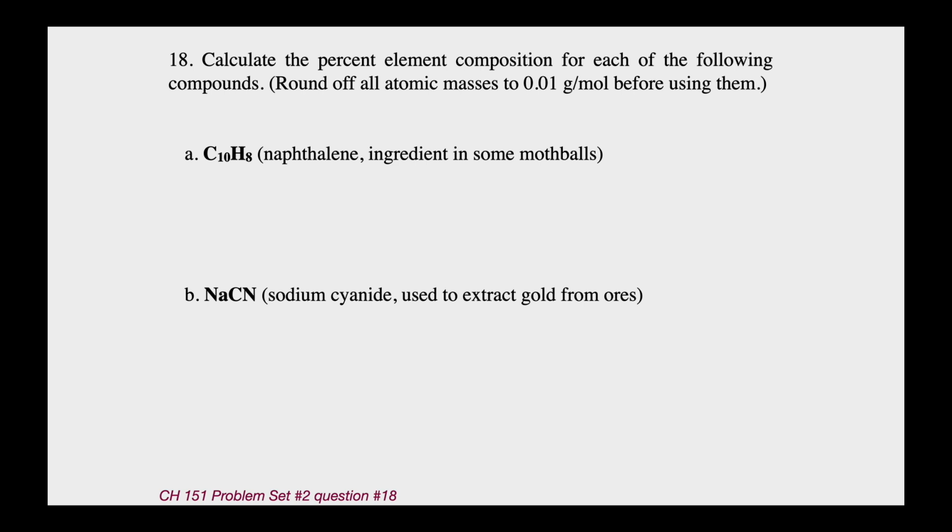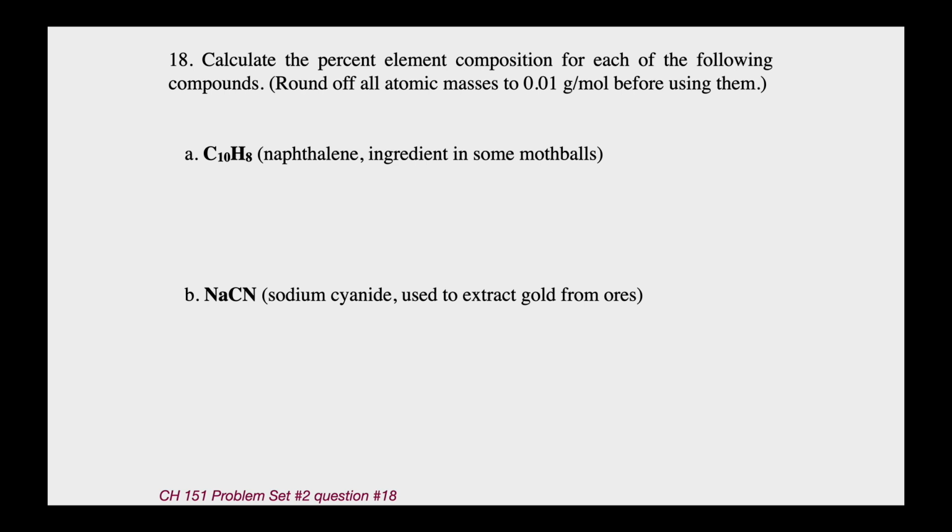Here's some compounds, naphthalene and sodium cyanide, and what we want to do is find the percent element composition for each of them. So what that means, for example, for naphthalene, we want to find the percent carbon and the percent hydrogen. And on sodium cyanide, we want to find the percent sodium, percent carbon, and percent nitrogen. These aren't too hard to do. The first thing you need to do is find the molar mass. And again, like it says right there, I would find the molar mass to 0.01 grams per mole.